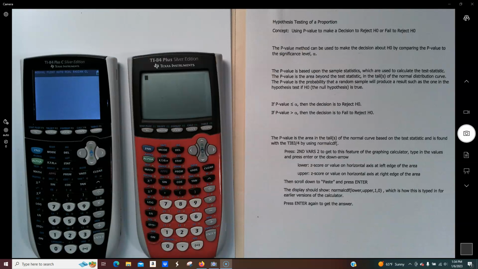This lesson is going to be about hypothesis testing of a proportion. We're going to use the p-value to make a decision to reject the null hypothesis H0 or fail to reject the null hypothesis H0. I'm going to show how to do this using the TI-84 graphing calculator. And I have two of them here because the entry is done differently with the calculator based on the model of TI-84 you have.